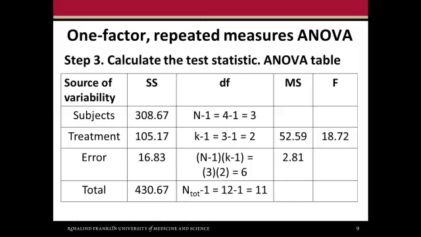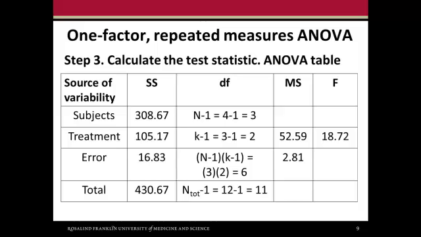When we calculate the test statistic, we are going to look at an ANOVA table. Here we have the sources of variability in the left-hand column. We have variability just due to the subjects or the participants, and the sum of squares value. Our degrees of freedom is how many individual subjects we had, which was 4 minus 1, equal to 3. Then we have the treatment effect, our sum of squares associated with that.